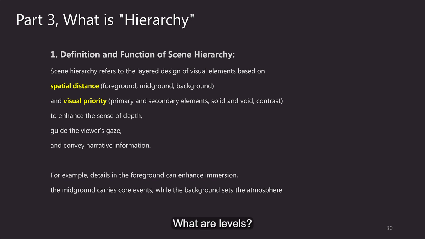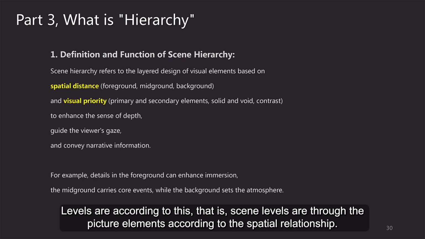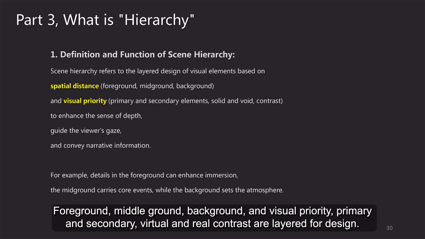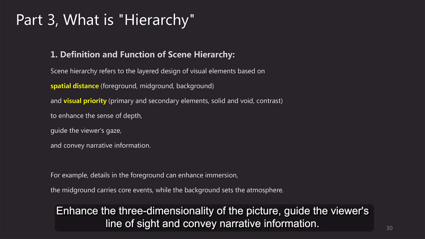What are levels? Scene levels are through the picture elements according to the spatial relationship: foreground, middle ground, background, and visual priority, primary and secondary, virtual and real contrast are layered for design. Enhance the three-dimensionality of the picture, guide the viewer's line of sight, and convey narrative information.